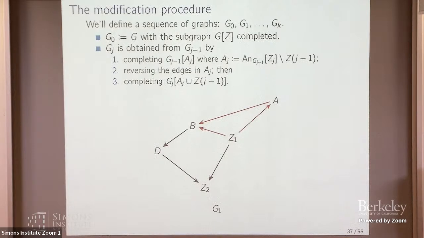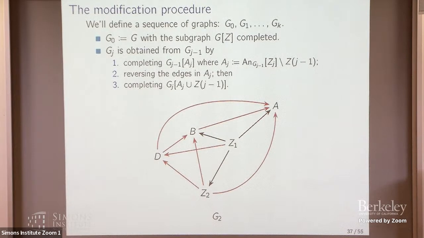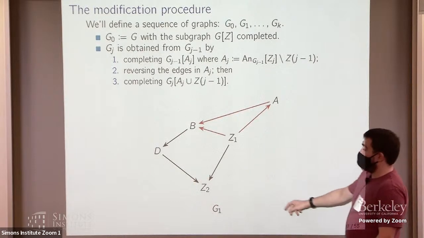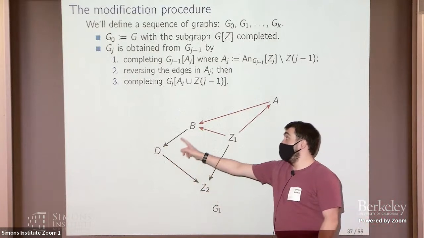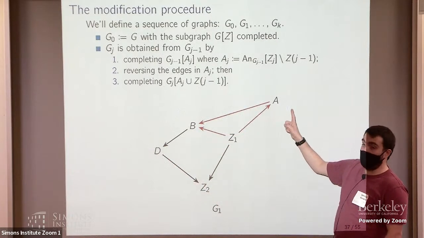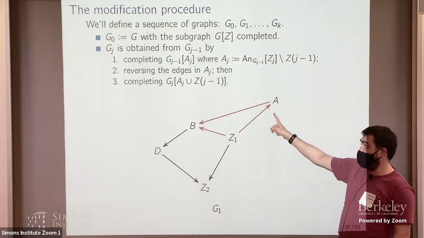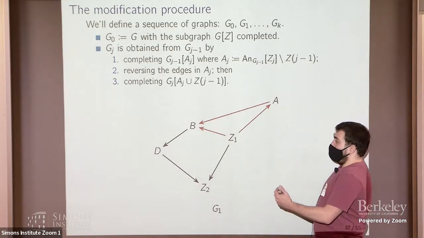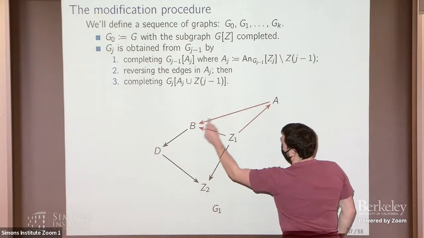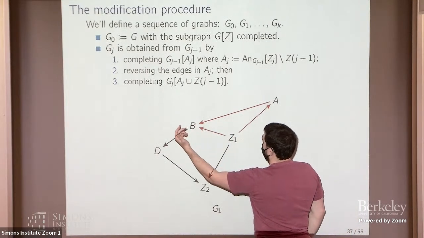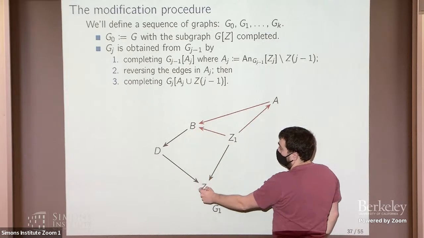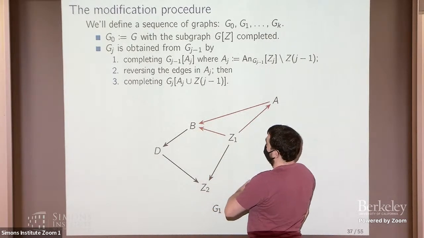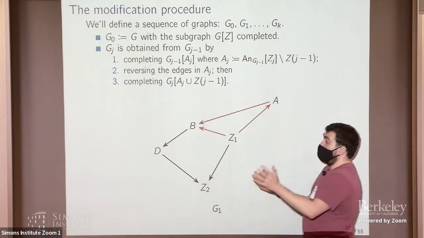So now to get G2, we have to add a whole bunch more edges. If we look at the ancestors of Z2 in this graph, well, we have D, B, and now we also have A. We didn't have this as an ancestor before, but we do now. So we need to add edges from A to D, from A to Z2, and from B to Z2. I think that's everything. And then we need to flip it all around.